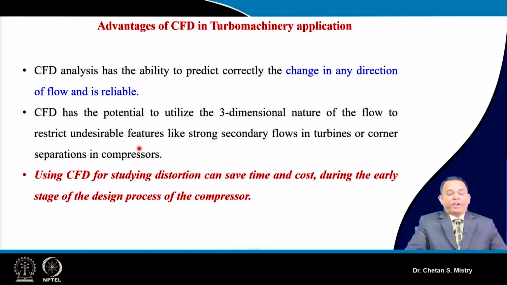There is a recent trend where CFD is being used to solve the problem of distortion. For future engines, we are looking for a distortion tolerant fan, and if we take care of this at the design stage itself, it will help us in the development activities.